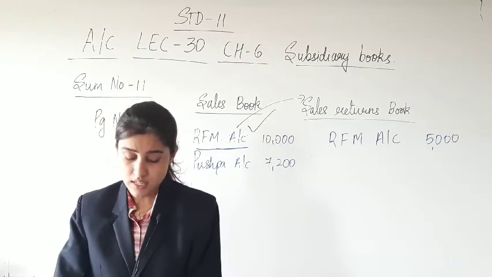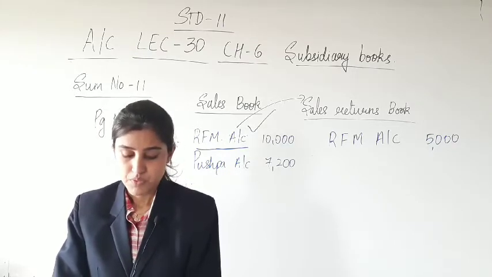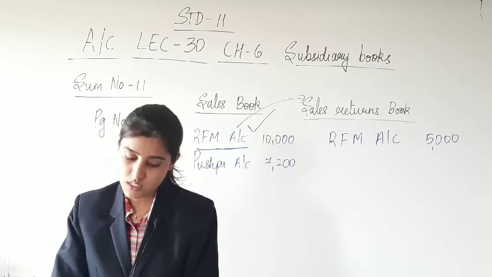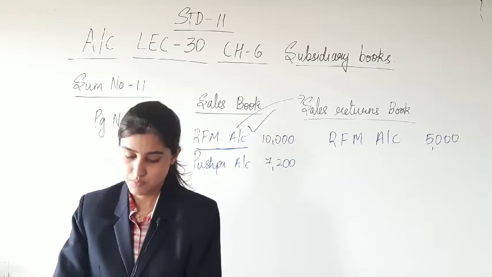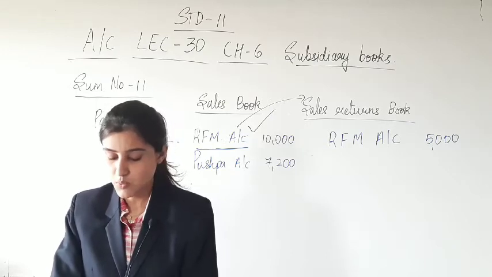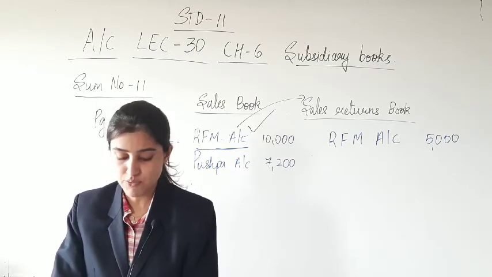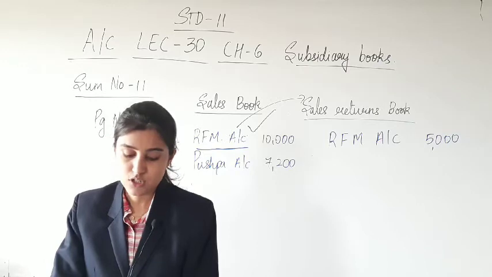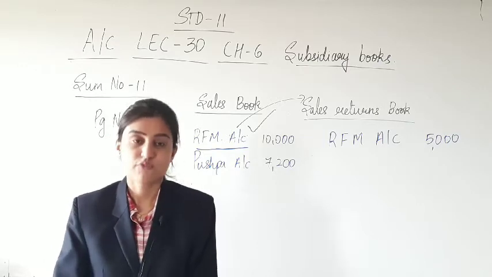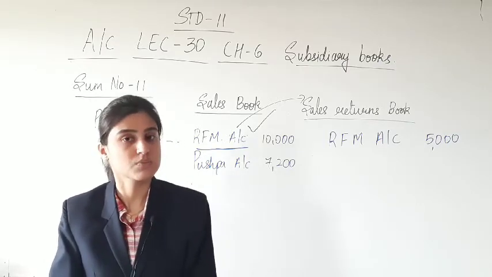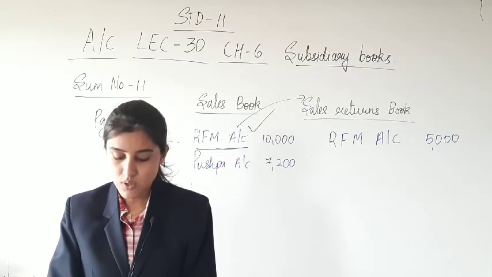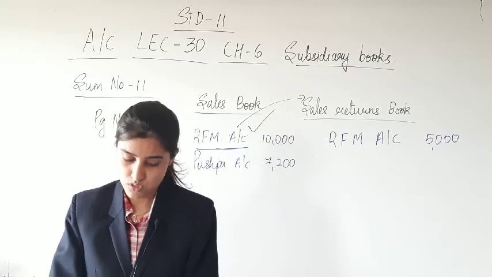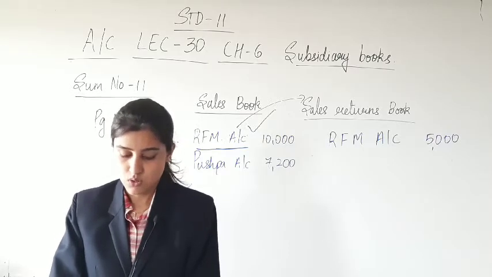Then on 22nd of September, goods sold of rupees 30,000 at 5% trade discount to Harish. Invoice number 136 sent by adding 5% GST and 200 labor charge. Of course, GST and labor charge you are not supposed to consider. Those will be recorded in journal proper. So now we are only supposed to deal with the amount of trade discount.